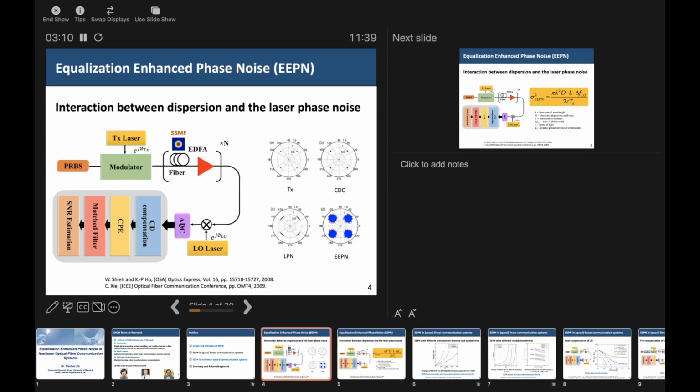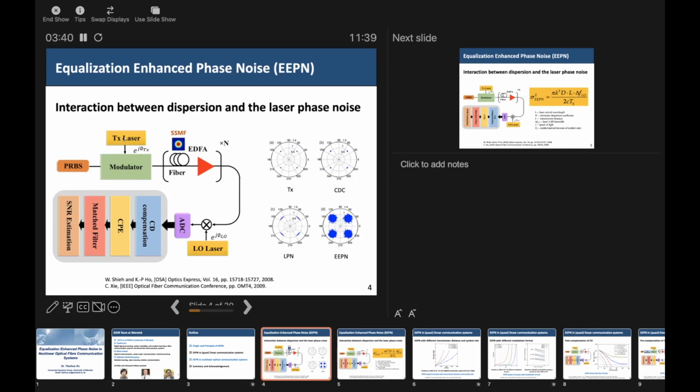Then we sample that using the analog-to-digital converter. Then we come into the digital signal processing part, where we have compensation of the chromatic dispersion and compensation of laser phase noise, and then we use a filter to remove unwanted noise, and we estimate the signal quality.